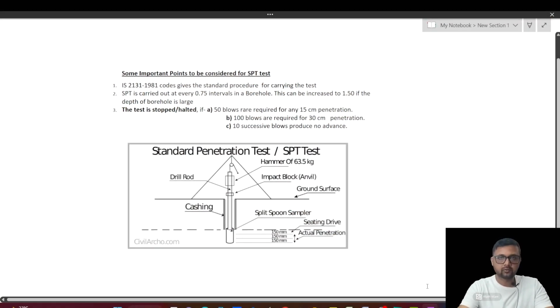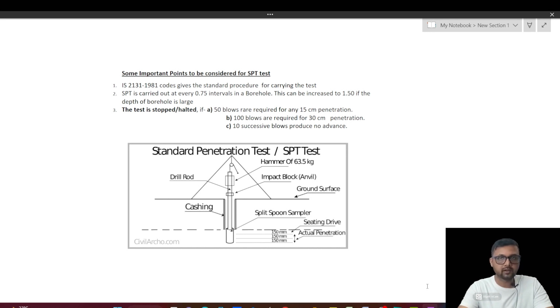So before we calculate the corrections, we need to know some important points which are required in the SPT test. The first point is the code which is available with us, IS 2131-1981. All the procedures to find the standard penetration value are given through this IS 2131-1981.